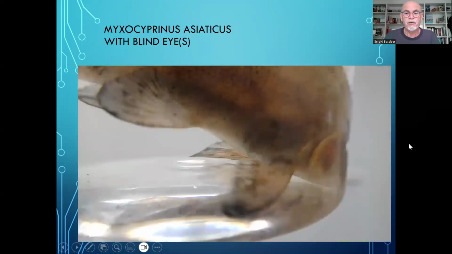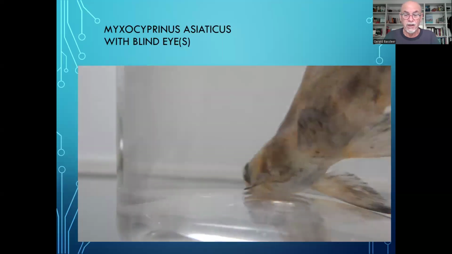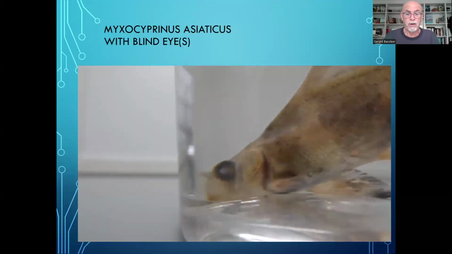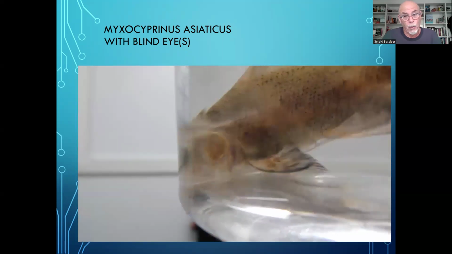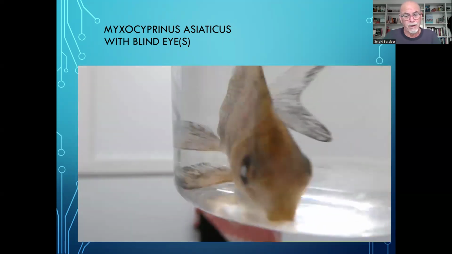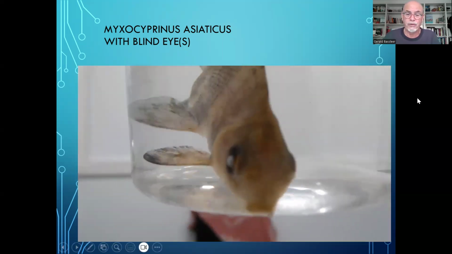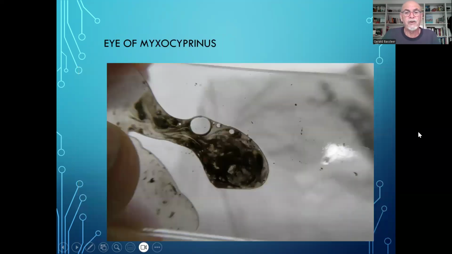Here we see the Myxocyprinus with the blind eyes. You see how skinny the fish looked, how he was, I can say, wasting away, not doing very well. Well, the blind eyes is, of course, an obvious sign that something is troubling the eyes. So we're going to check the eyes.